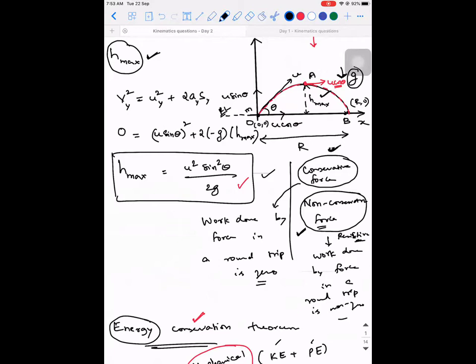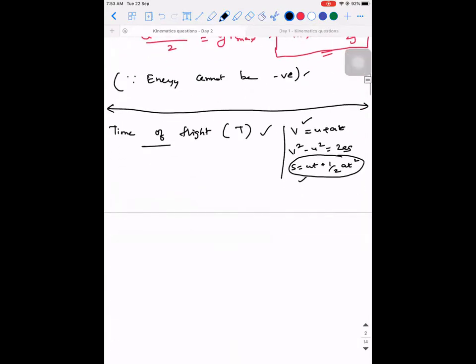So the initial point is 0 comma 0. Final point is R comma 0. But what is common in both? The y component is 0. The y component of the displacement is 0. Means when the object is going from O to B, the displacement of the object in y direction is how much? 0. So applying S is equal to ut plus half at square along which direction? Y direction.